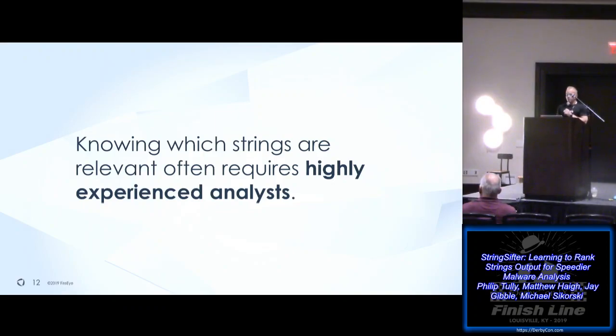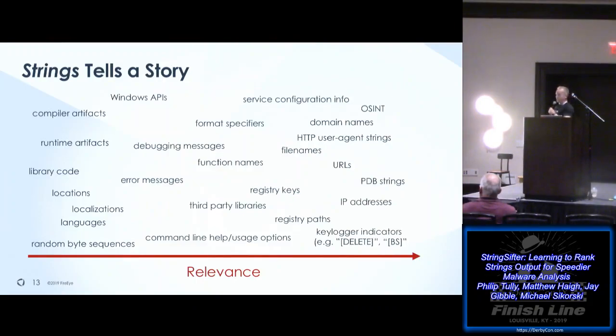So knowing which strings are relevant requires experienced analysts. As an analyst, the idea is to tell a story about the binary using the strings. So we want to order them, like you see here, in order of relevance. On the left, your left, you have things like runtime artifacts and library code that are going to produce a lot of noise that isn't necessarily very useful. Then you have Windows APIs, which start to be a little more helpful, and it works its way up until you get stuff like source code you can Google through open source intelligence, user agent strings, which are network indicators, IP addresses, things like that.